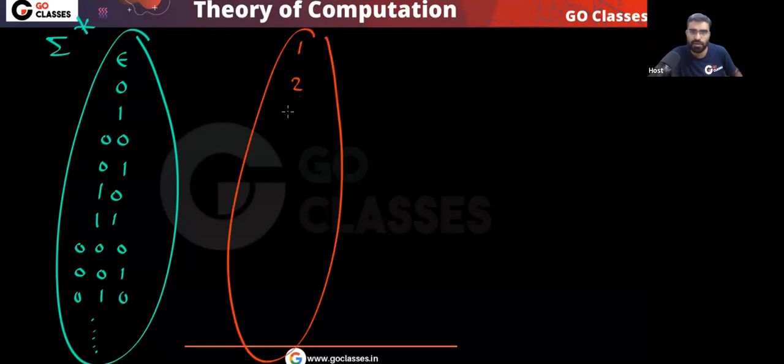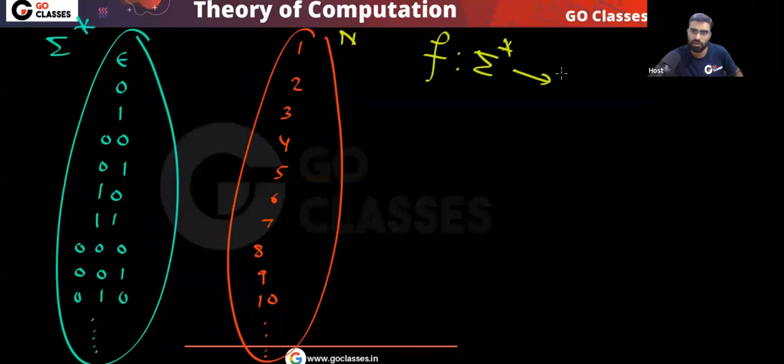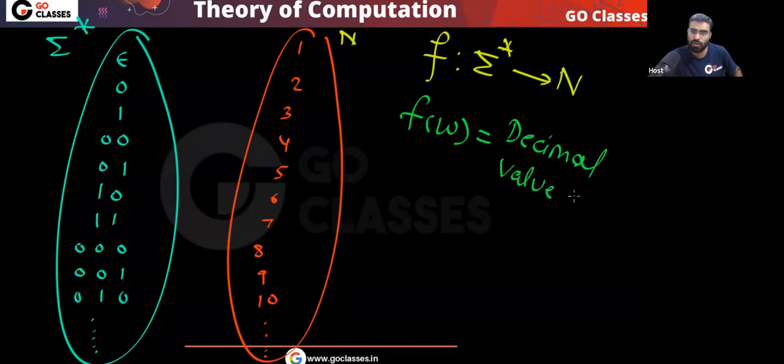This is your sigma star, and this is your set of natural numbers: 1, 2, 3, 4, 5, 6, 7, 8, 9, 10, and so on. So what mapping am I giving? I am creating a function from sigma star to the set of natural numbers. In this function, f of w is equal to the decimal value of 1w. Remember, that is the decimal value of 1w.